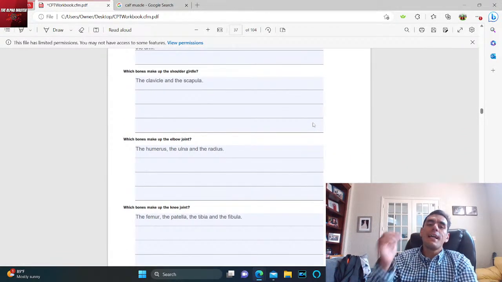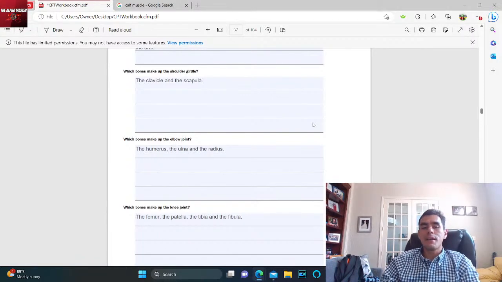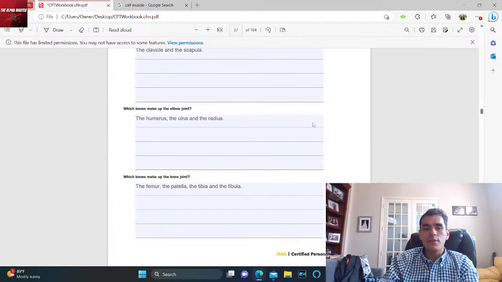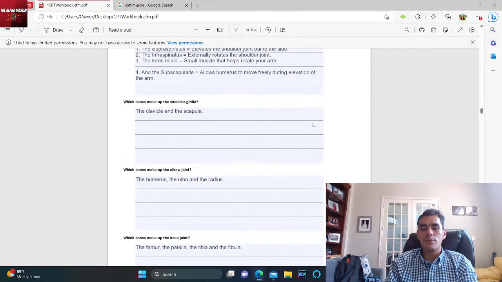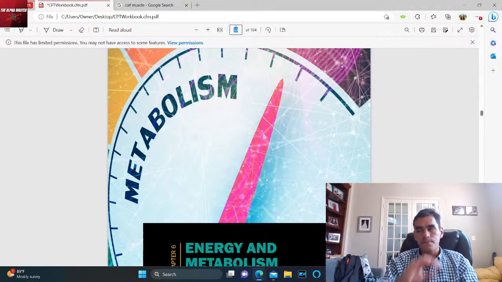Now, the bones that make up the elbow joint are going to be the humerus, the ulna, and the radius. And the bones that make up the knee joint are going to be the femur, the patella, the tibia, and the fibula. And that's going to be it for this chapter.